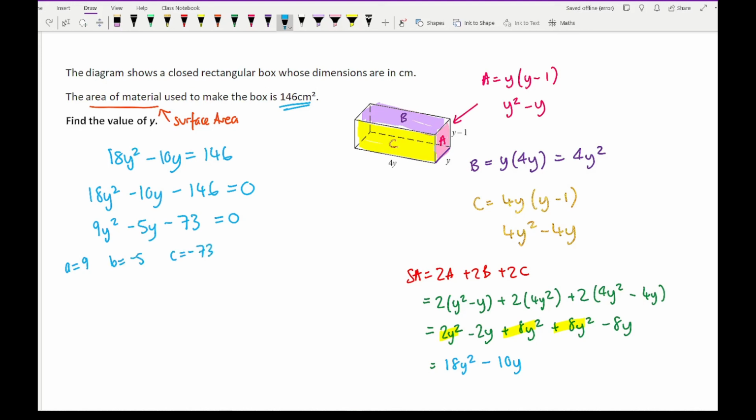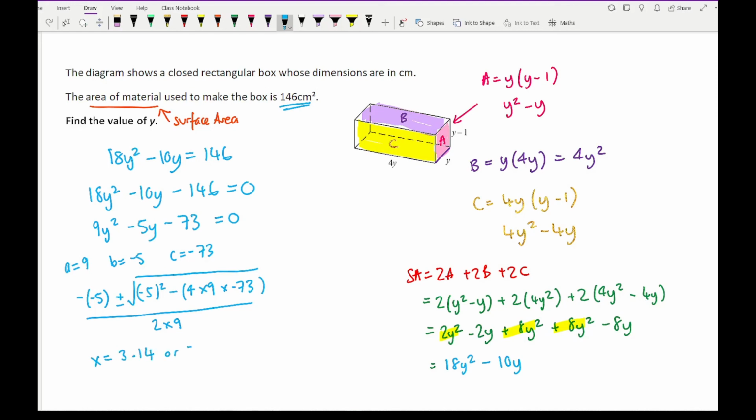So to substitute it in, I get minus 5 plus or minus the square root of minus 5 squared minus 4 times 9 times minus 73, all divided by 2 times 9. Now if I type that all into my calculator and hope that I've not made a mistake, because that's definitely not something I want to do by hand, we get an answer of x equals 3.14 or minus 2.58, and they're to 2 decimal places.